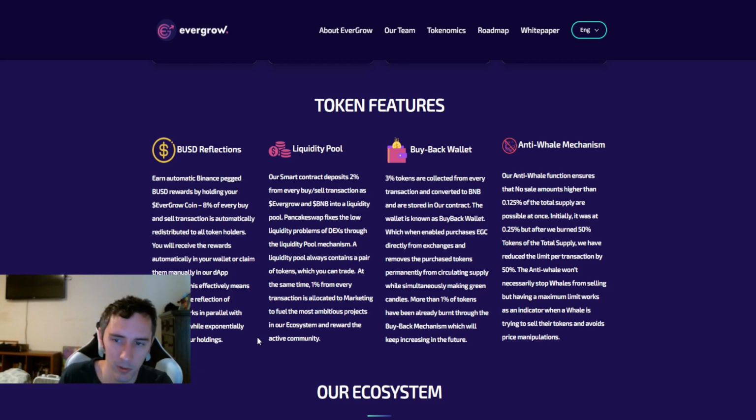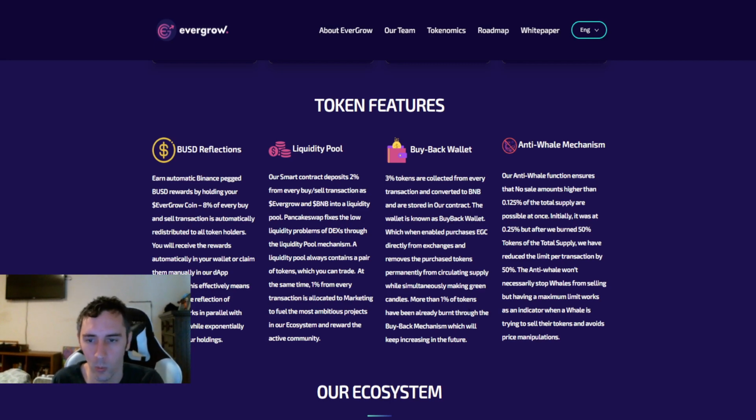All right, next up is Liquidity Pool. Our smart contract deposits 2% from every buy/sell transaction as EverGrow and BNB into a liquidity pool. PancakeSwap fixes the low liquidity problems of decentralized exchanges through the liquidity pool mechanism. A liquidity pool always contains a pair of tokens which you can trade. At the same time, 1% from every transaction is allocated to marketing to fuel the most ambitious projects in our ecosystem and reward the active community.